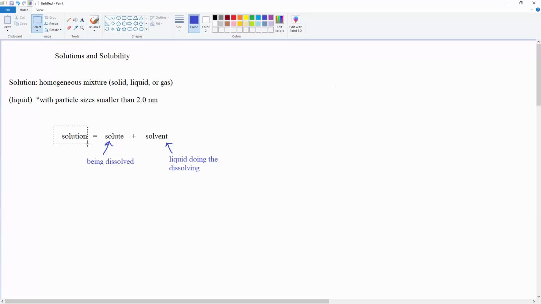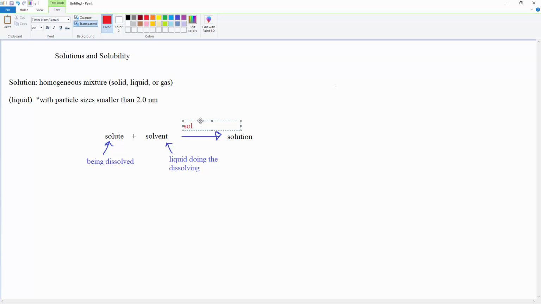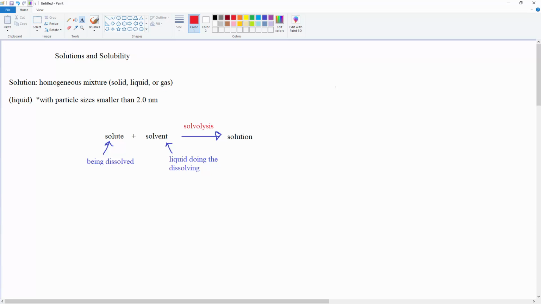So I'm going to rearrange this here, make it like a reaction almost. It's not a reaction because we're just making a mixture. As we just defined, this is a mixture, it is not a chemical reaction. But the process by which the solute particles and the solvent particles interact to make that solution, that's called solvolysis. There's a fancy word for you. All right, so let's talk a little bit about that process. Why would solutions form in the first place?